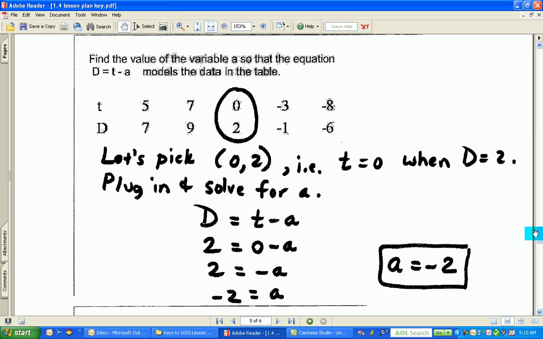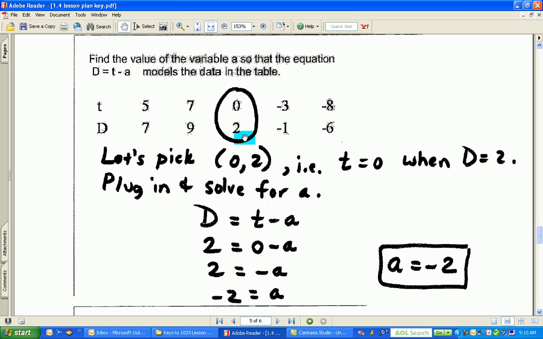Very similar here on the next problem. We're told that d equals t minus a. T is the top row, which means that's our input row. D is our bottom row, which means it's our output row. We know the formula here is d equals t minus a. Go to your table and pick an ordered pair. I just happen to pick the ordered pair 0, 2. I could have used any ordered pair I wanted.